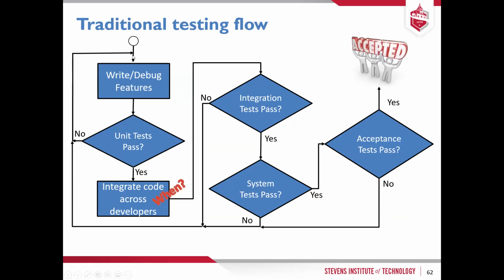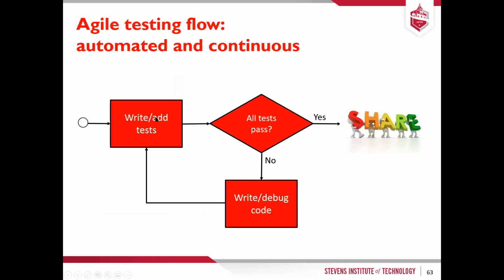So the traditional, we have the code, we go through that, write, debug the features, we do the unit test, we integrate the code. If it didn't pass, we need to go back to the unit test. If it passed, we do the system test. Not pass, again, going back to the unit test. If passed, we do the acceptance. Not accepted, it's going back to the write, debug again.